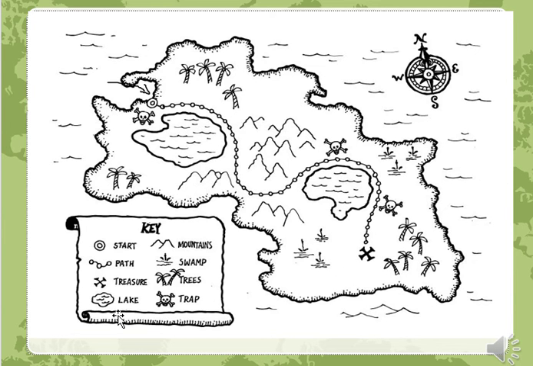Okay, and you can pause the video and have a look at all the other symbols. So here we've got a lake, can you find it? Mountains, a swamp, trees, and some traps. Okay, there's lots of things to be finding on that map.